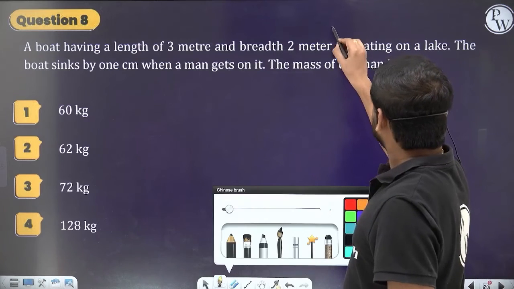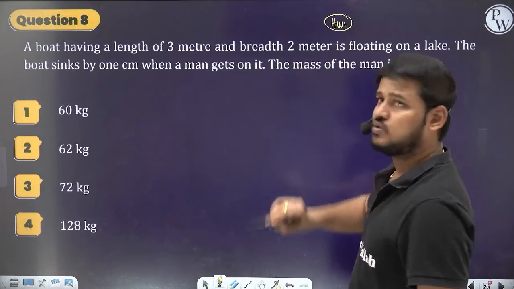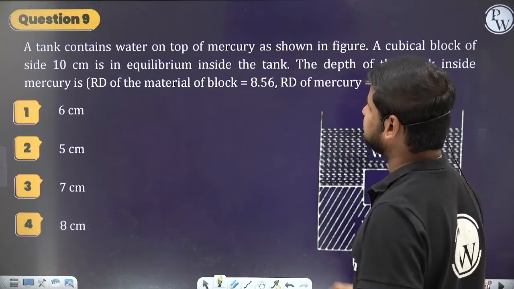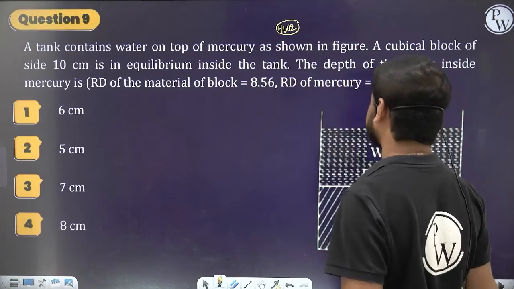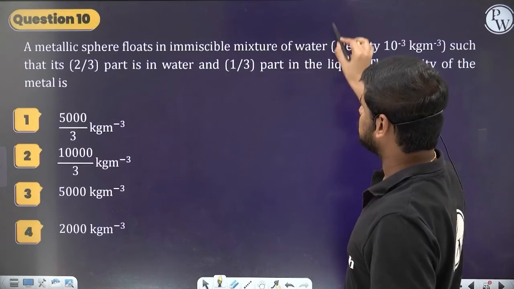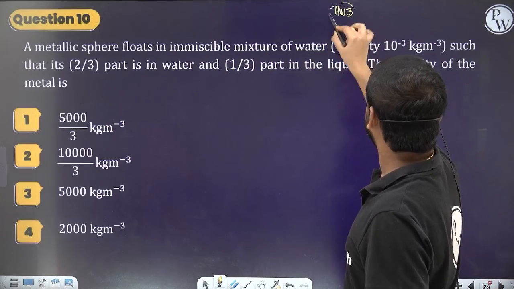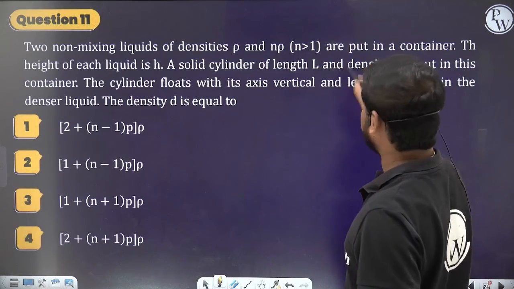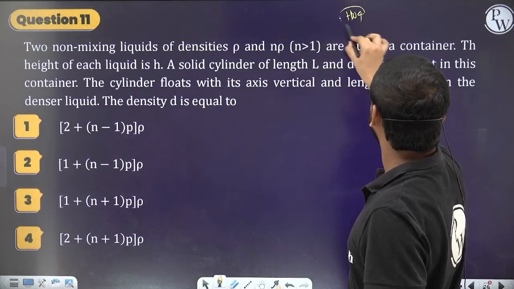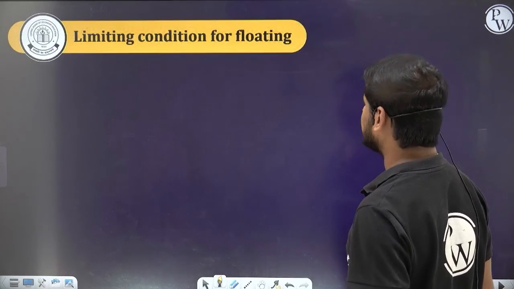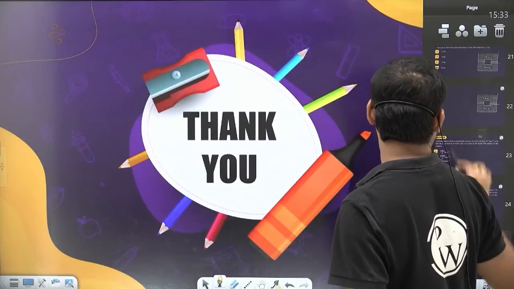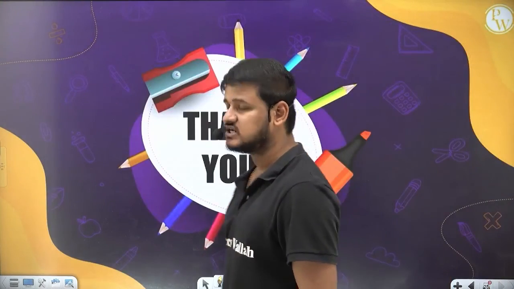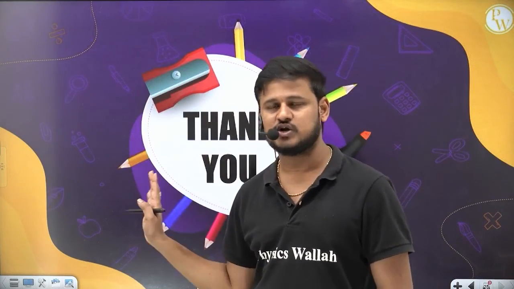So can you guys take this question as homework? So let's take this as homework 1. So this question and this one homework 2. And what else do we have? So we have one more question, homework 3. So 3 questions and one more question, homework 4. So try these 4 questions on your own. If you are not getting them, I'll discuss the limiting condition for floating in the next session, and we'll also start fluid dynamics in tomorrow's session. But before that, you should try these questions on your own.